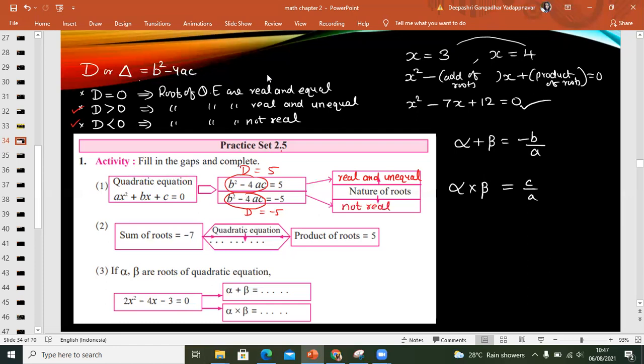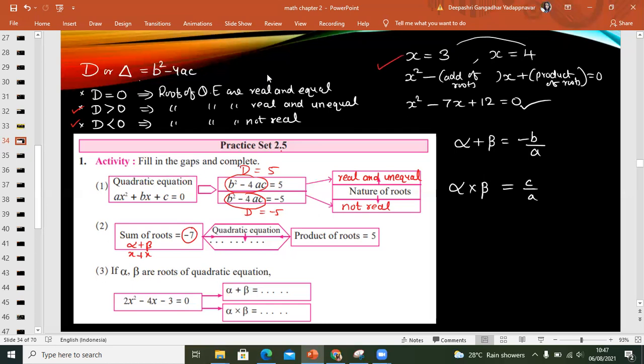Then the second question here, sum of roots. Sum of roots means this is alpha, this is beta. There are two roots here. Maybe it is x or y, like this formula. The addition of those roots, the answer is -7, and the product of the same roots is 5.